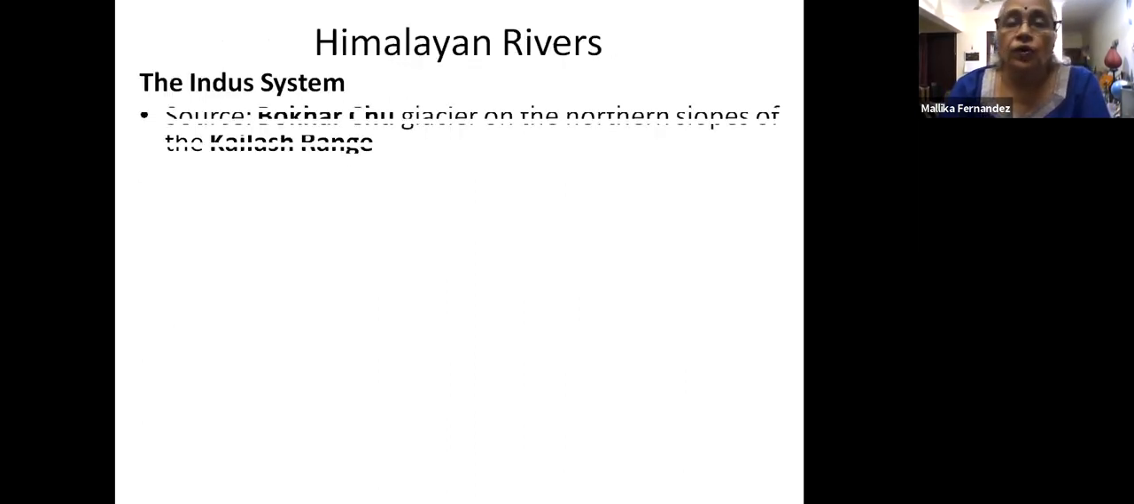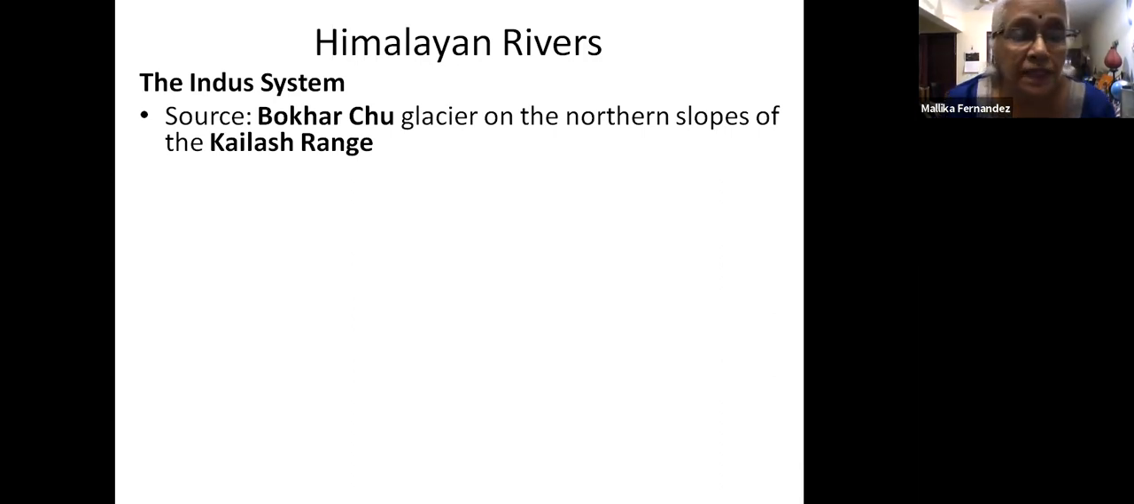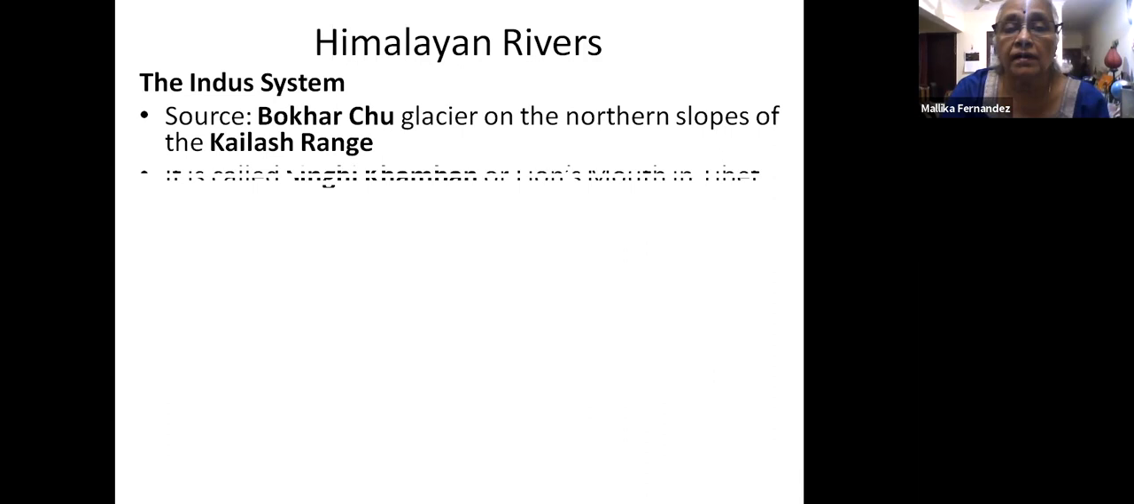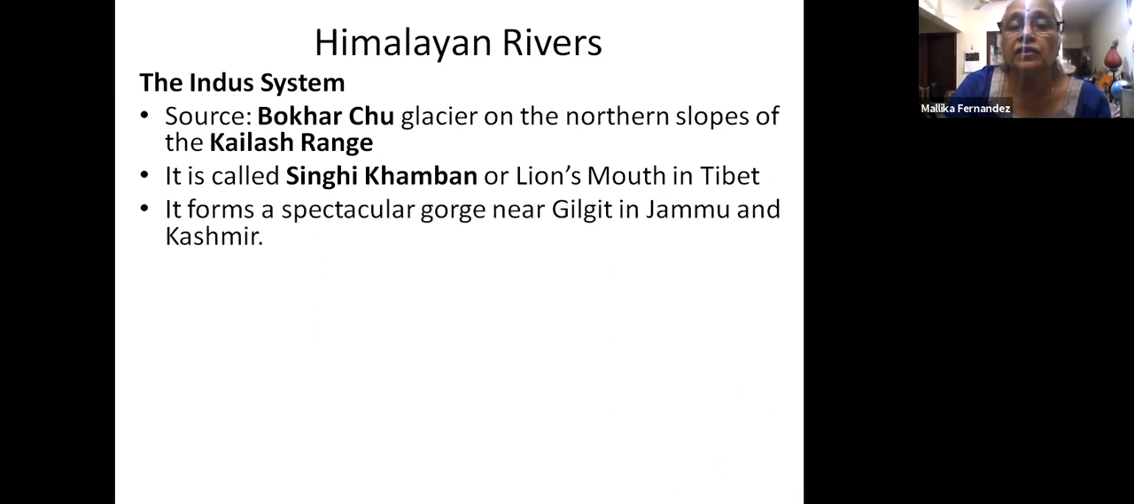Okay. So very quickly, we'll just go through the various rivers, right? And I'm going to look at the rivers as a whole, not as belonging to India or belonging to Pakistan and so on. So we begin with the Indus system. Bokhar Chu is a glacier in the Kailash range, which is trans-Himalayan, beyond the Aksai Chin range and even north of the lake that you have there. Then it is called Singhi Khambam, meaning lion's mouth, in Tibet, and it forms a spectacular gorge near Gilgit in Jammu and Kashmir. I'll show you the gorge.